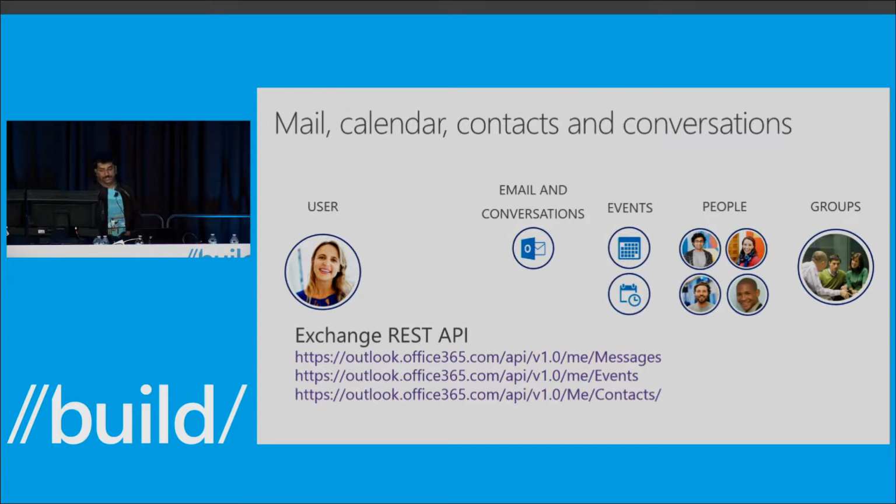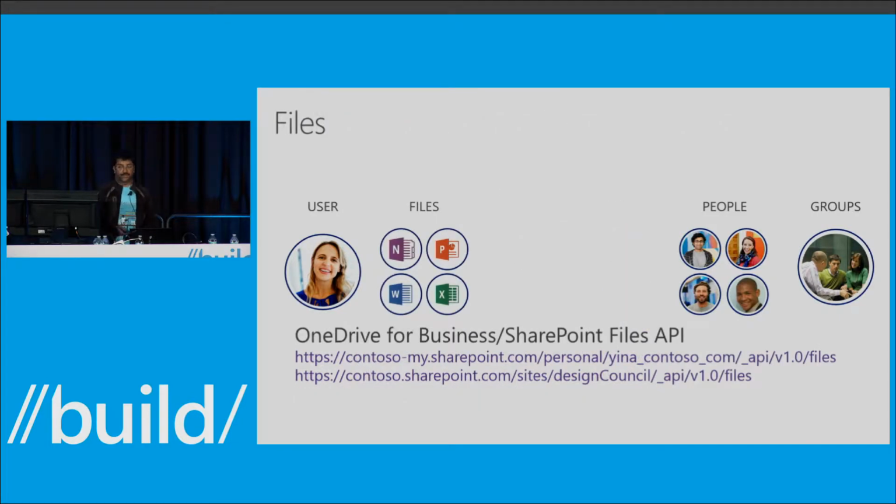And similarly for files, you can go to the user's OneDrive, which is the first URL you see, tenant-my.sharepoint.com/personal/username, or you could go to a specific site's default document library and get the content out.